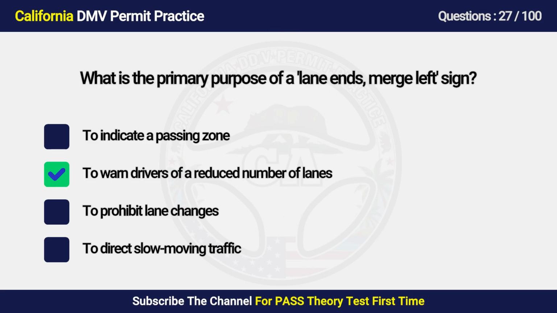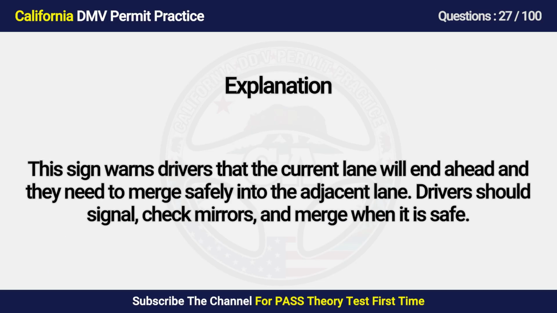Answer is B, to warn drivers of a number of lanes. This sign warns drivers that the current lane will end ahead and they need to merge safely into the adjacent lane. Drivers should signal, check mirrors, and merge when it is safe.